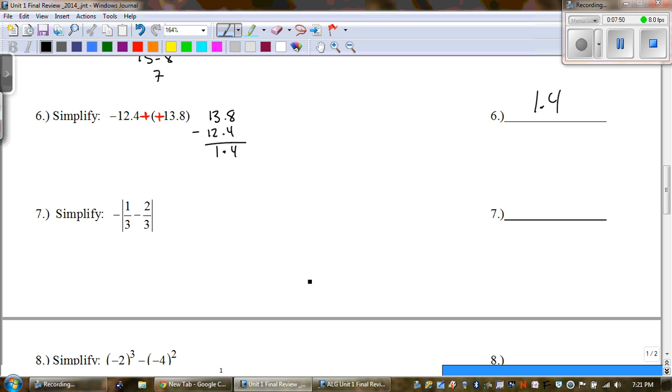Okay, simplify. Remember, absolute values, these are like brick walls. We can't do anything with them until we do what's inside first. And thankfully, they have the same denominator. Okay, so 1/3 minus 2/3, well, that's negative 1/3. Okay, absolute value is the distance a number is from 0, and distance is always positive. So this number stays the same. It's 1/3. However, this negative sign, I want the opposite of that, which means it's a negative 1/3. Because the opposite of a positive 1/3 is a negative 1/3.